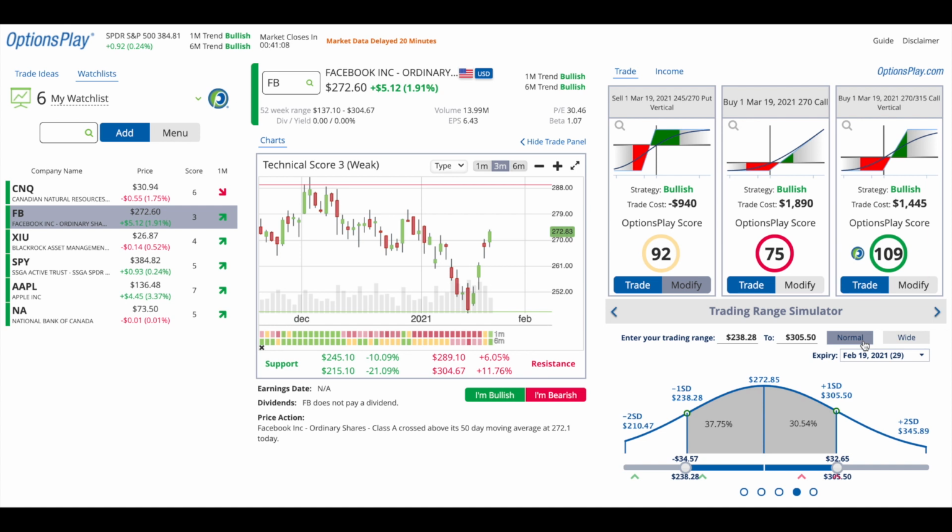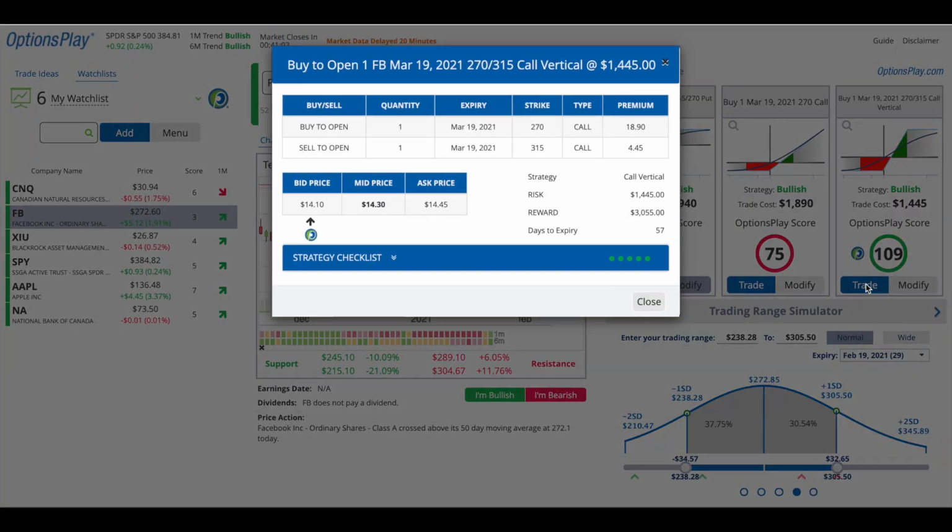Now, for any strategy, once you've determined that you've found the strategy that you would like to trade, you can click on the trade button to trigger our strategy checklist and our trade ticket. This is designed to give you a better understanding as to how to enter this order into your platform so that you have all the actions, the quantity, the expiration date, strike price, call or put, as well as a net bid and ask price that the option strategy is currently trading at.